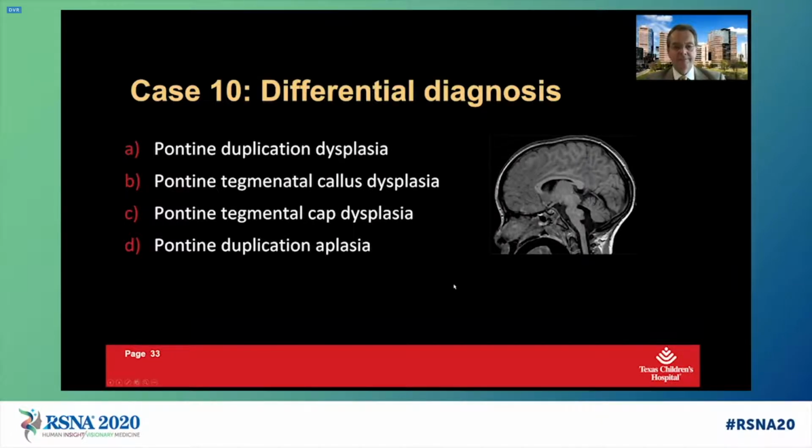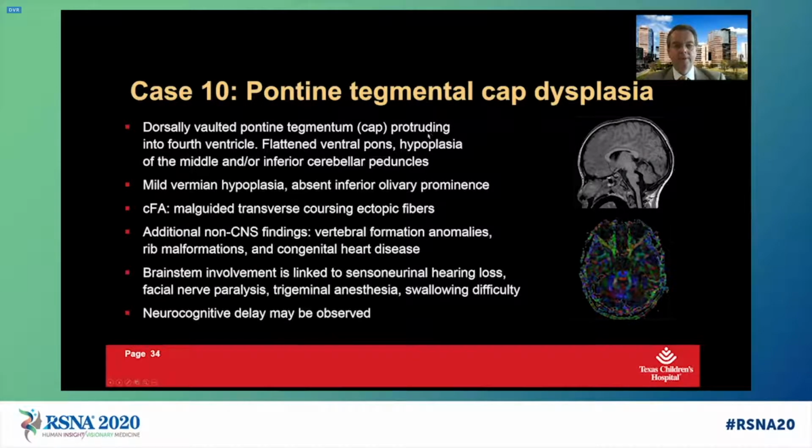pontine duplication aplasia. Now, this is a pontine tegmental cap dysplasia, where you have this cap sitting dorsal to the pons, protruding into the fourth ventricle. The pons is flattened, and you have a hypoplasia of the middle and inferior cerebellar peduncles. You can also have a hypoplasia of the vermis, and typically you have an absence of the inferior olivary prominence. On color-coded FA maps, you have these misguided, transversely coursing ectopic fibers.